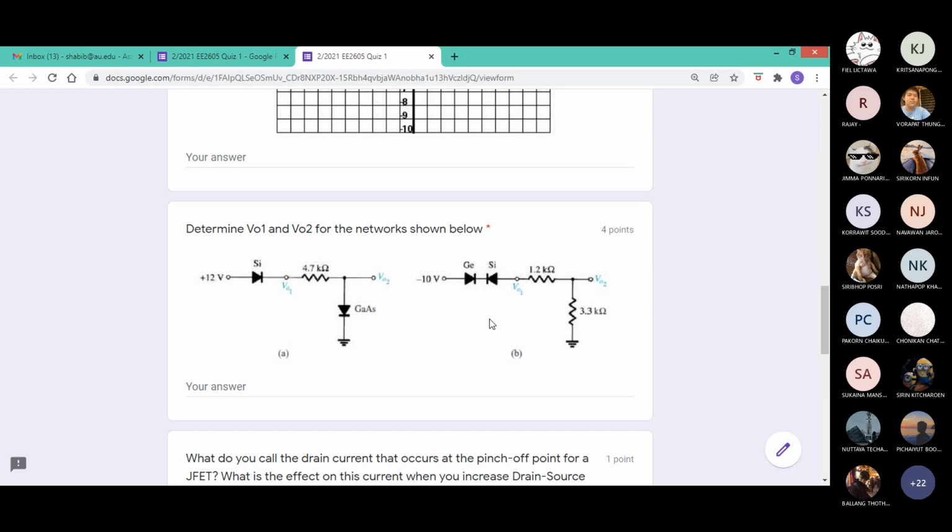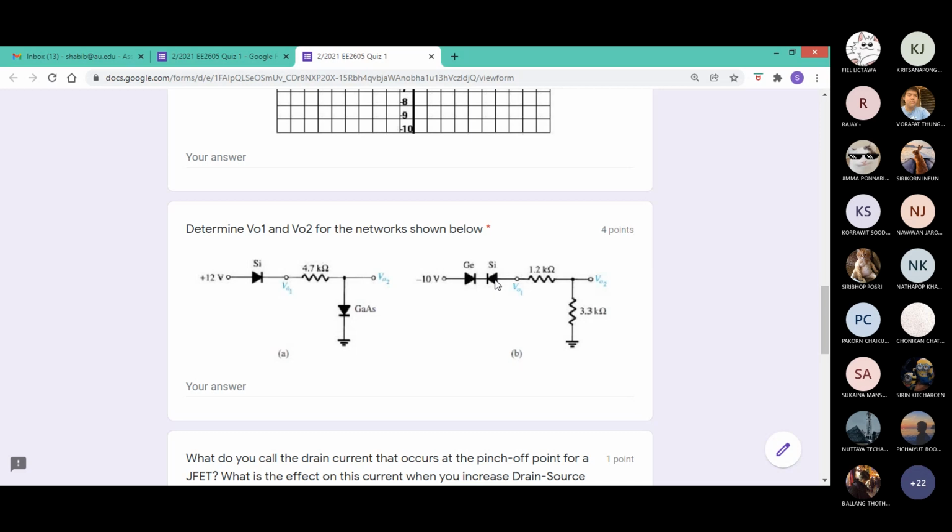For circuit B, the second circuit, what is happening? You have a minus voltage, but this is the anode. So germanium is reverse biased. It is an open circuit. Once it is an open circuit, the rest do not have any current at all. If there's no current, there's no voltage drop.